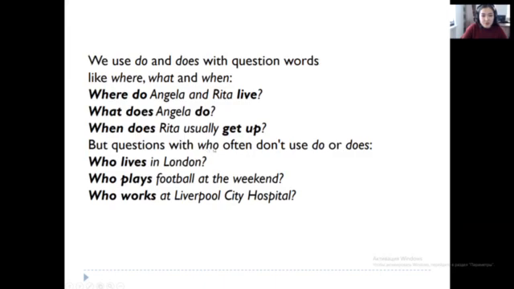But questions with who often don't use do or does. For example, who lives in London? Who plays football at the weekend? Who works at Liverpool City Hospital?